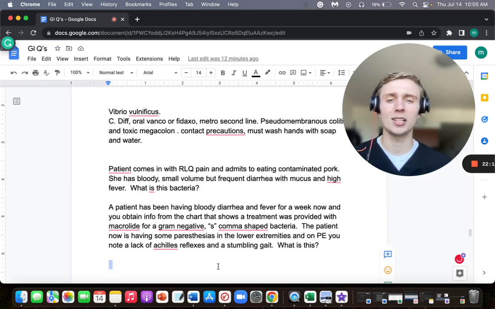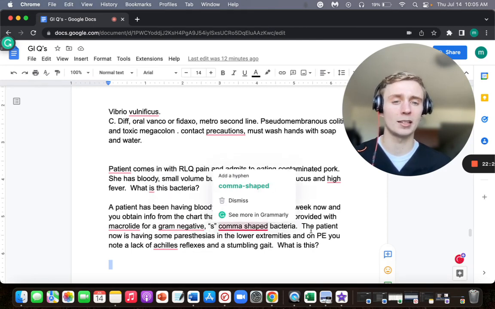Next one, a patient has been having bloody diarrhea and a fever for a week now, and you obtain info from the chart, and it shows treatment was provided with macrolide for a gram-negative S-shaped or comma-shaped bacteria.